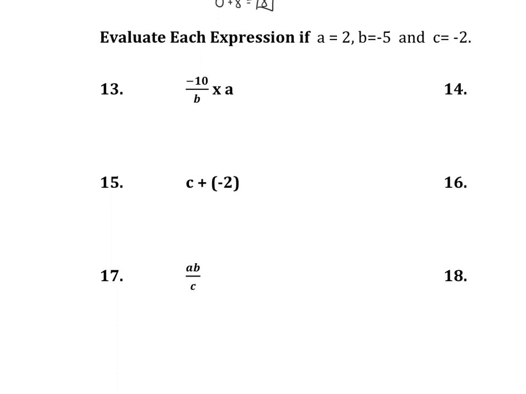For this section here, you had to substitute by putting in the variables into the expression. So here, if I had -10 divided by -5 times a, which is 2. So first I'm going to do 10 divided by 5, which would give me 2. 2 times 2 gives me 4.